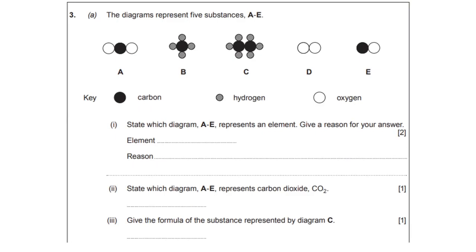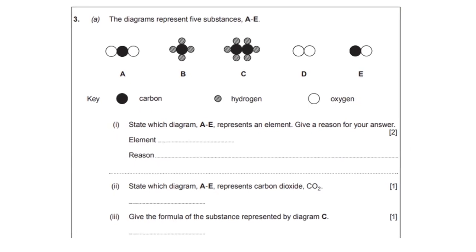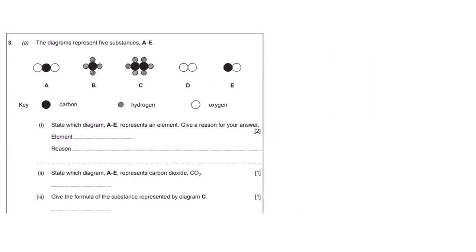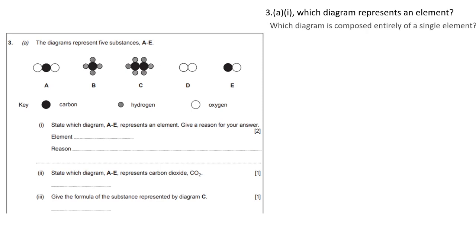Finally, here is the exam question we will be going over today. It is recommended you pause the video and try and answer each question, and then I will go over the answers for the questions after you have unpaused. Question 3a, part 1. Which diagram represents an element? Basically, this question is asking you, which diagram is composed entirely of a single element?